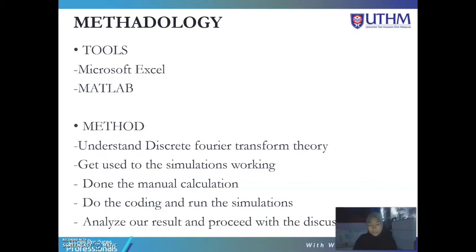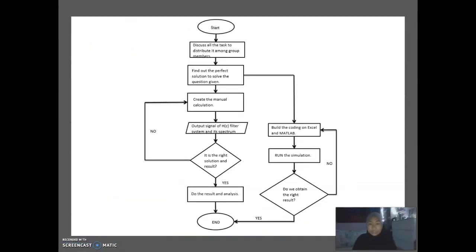For the second one, the method. Firstly, we must understand the discrete Fourier transform theory to complete the task, which is the calculation. Second, we need to get used to the simulations. For Excel, we need to know how to insert the equation, and for MATLAB, we need to know how to do the coding. Third, we must do the manual calculation first, and then we do the coding and run the simulation, and finally we analyze our result and proceed with the discussion. And this is the flowchart of our process. First, we need to start and discuss all the tasks to distribute among group members.